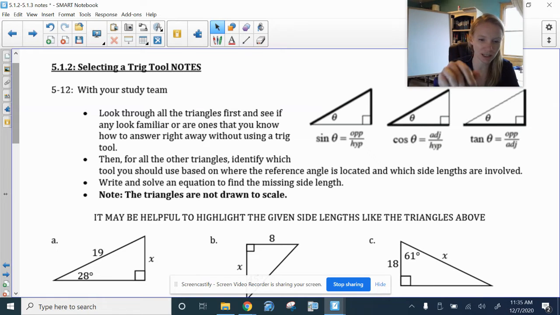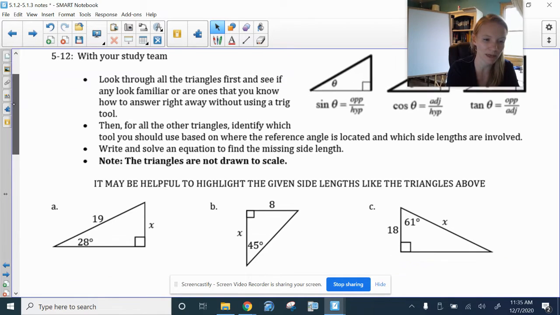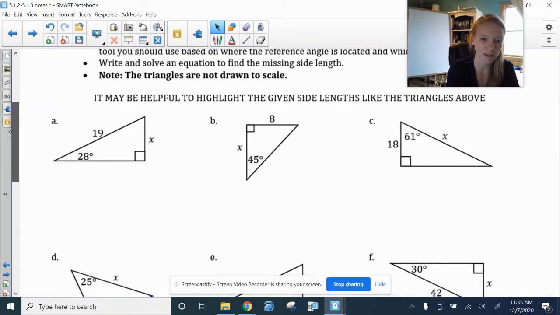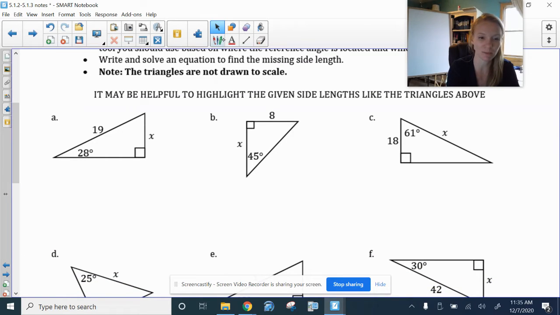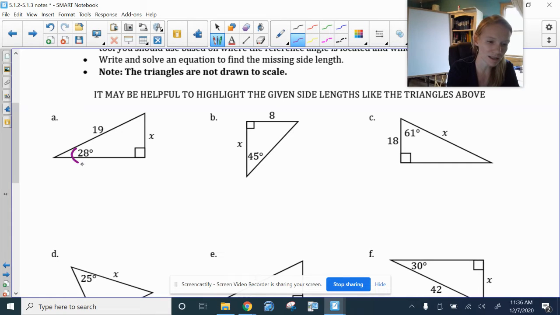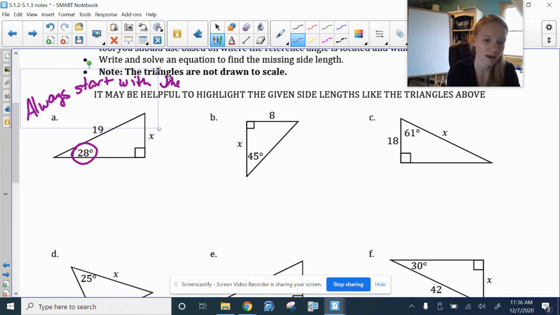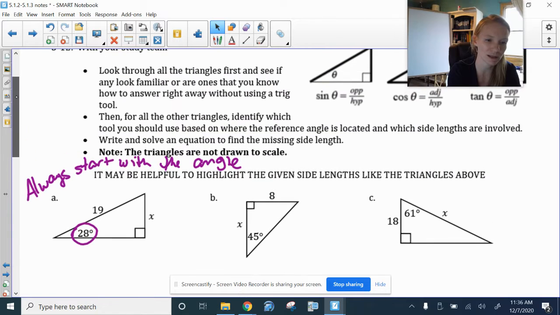So it says, with your study team, look through all your triangles and decide which methods work the best. The triangles are not drawn to scale, so they could look off a little bit, and that's okay. On this first triangle, the biggest thing with sine, cosine, and tangent, you have to start with your angle. I'll even make that little note here. Always start with the angle.